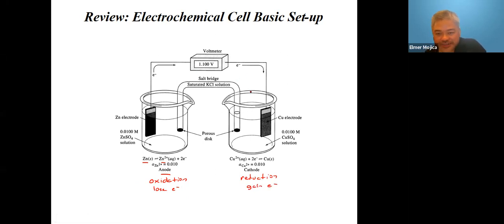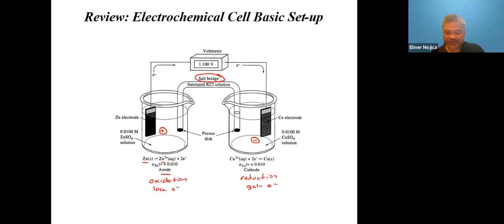Now what happened to the charge? Ano nangyayari sa charge dito? Since it gains the electron, it becomes what? Di ba negative charge? And this one, since you lose electron, you have what? A positive charge. But what prevents that from happening? Bakit hindi nag-accumulate ng negative charge dito sa cathode at hindi nagkakaroon ng positive charge dito sa anode? It has something to do with the salt bridge. Okay? So yung salt bridge, yun yung parang nagme-maintain yung electron neutrality.